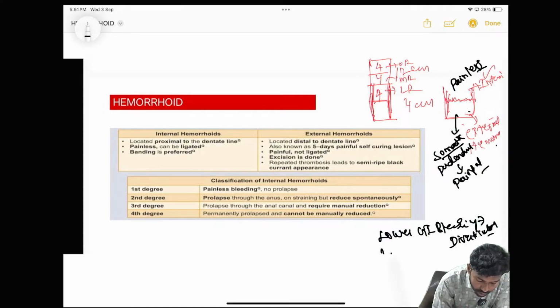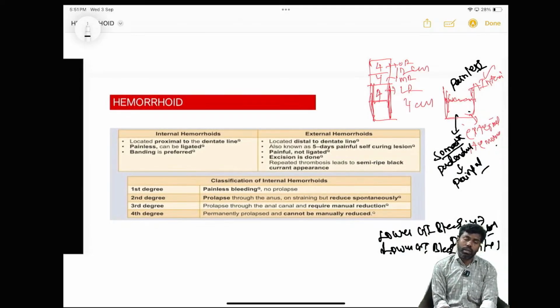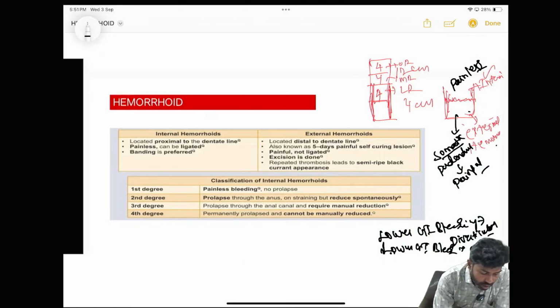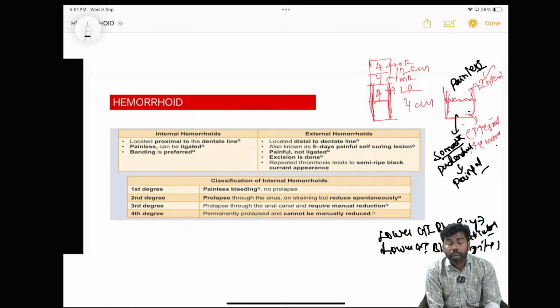The most common lower GI bleed in India is piles. Piles means internal hemorrhoids, not external hemorrhoids. This is the most common cause of painless bleeding, internal hemorrhoids. For painful bleeding, the other cause is the fissure.